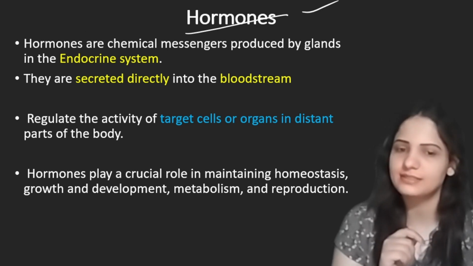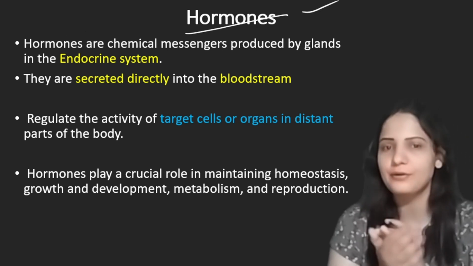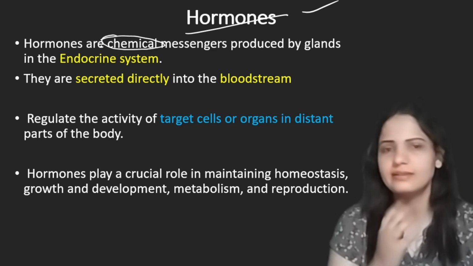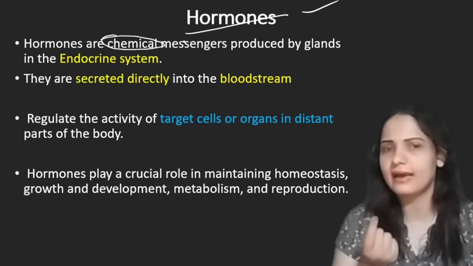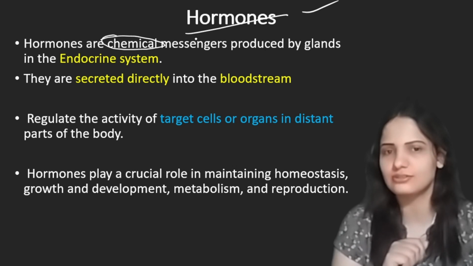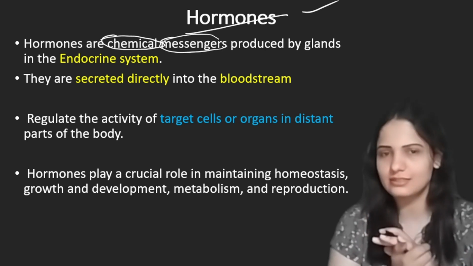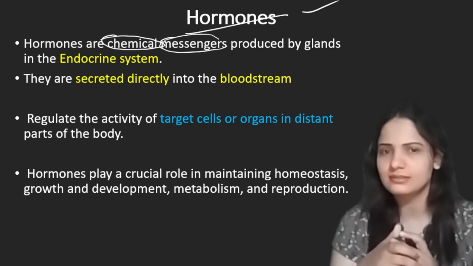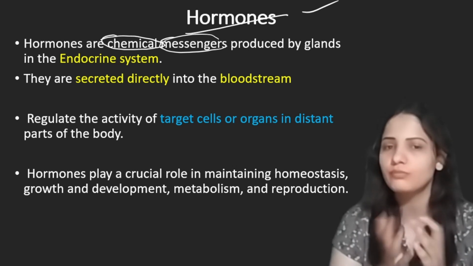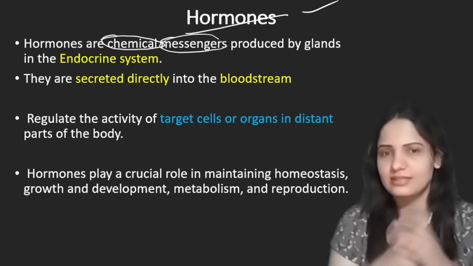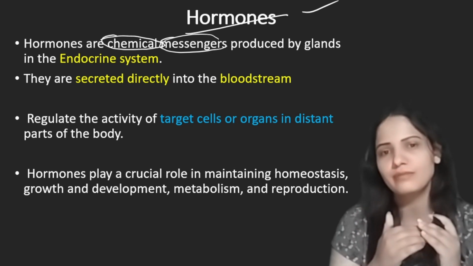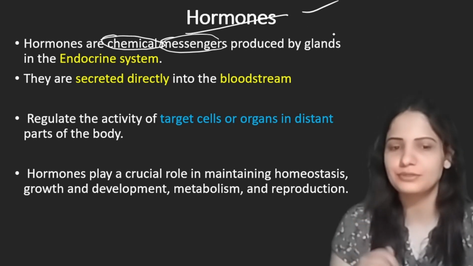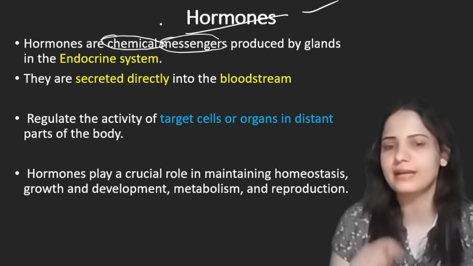Hormones are chemical messengers produced by glands in the endocrine system. They are chemical substances and they act as messengers. In our phone we have messengers. What is the function of a messenger? Sending and receiving messages. The same function is done by hormones in our body. They send messages from one body part to another body part.